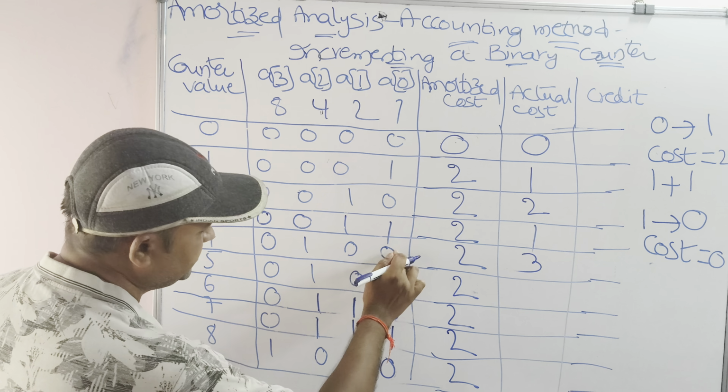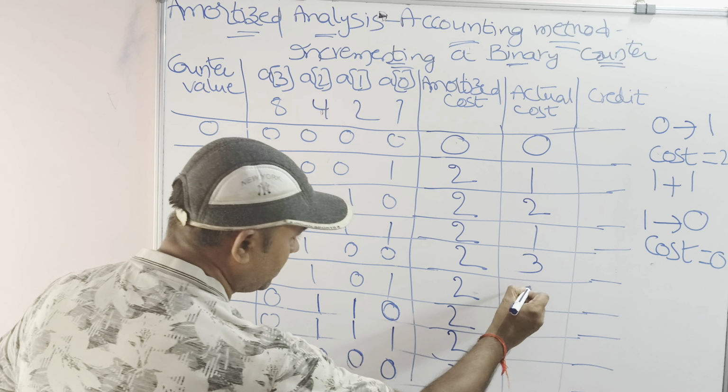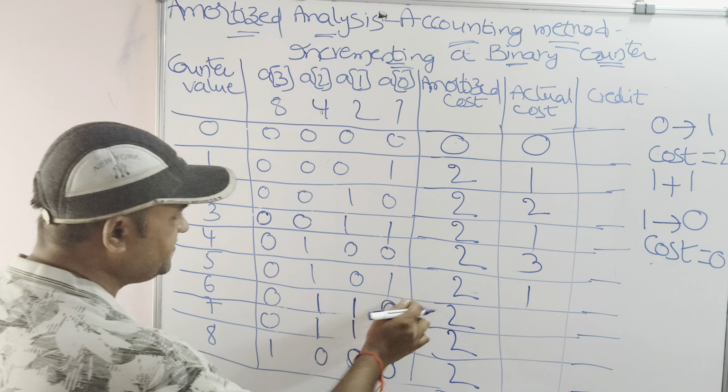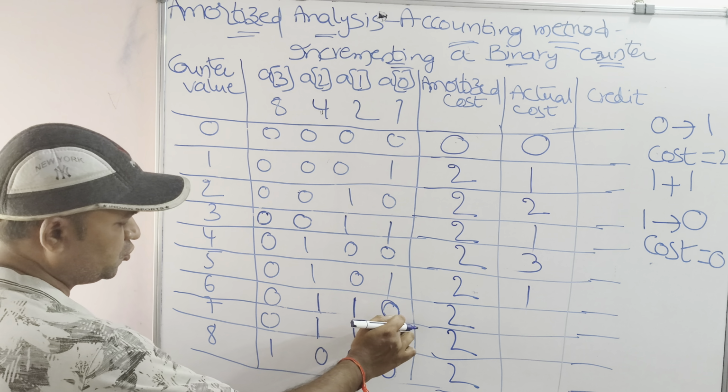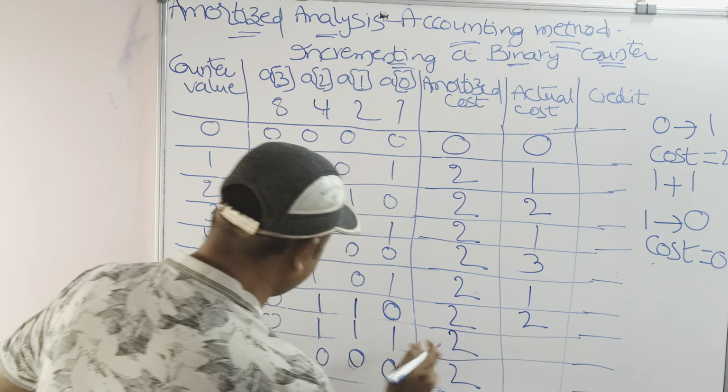Next 5 means 4 to 5, 0 to 1. We are complementing 1 bit. So remaining bits are same only. Next 6 means 5 to 6. So 1 to 0, 1 bit is changing. 0 to 1, 2 bits. Remaining 2 are same only.